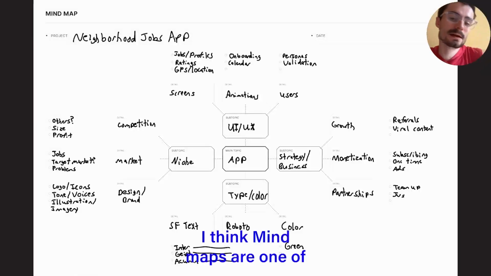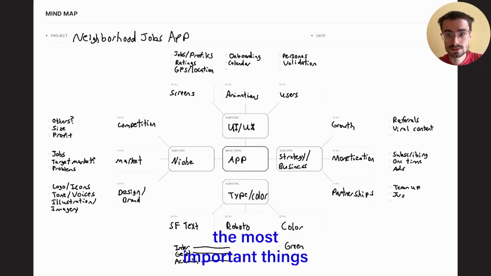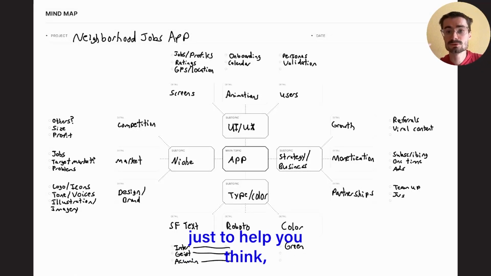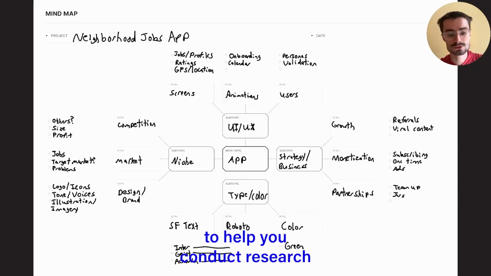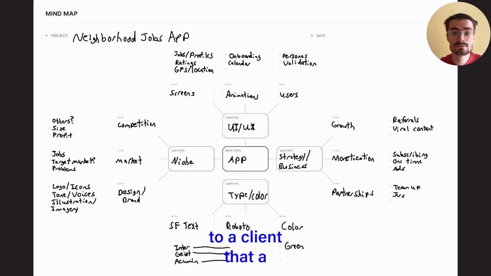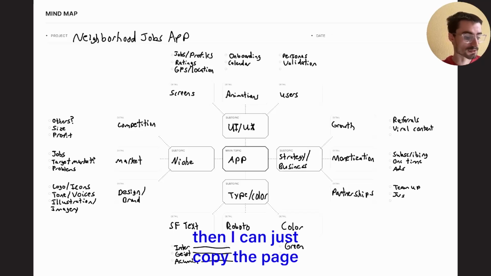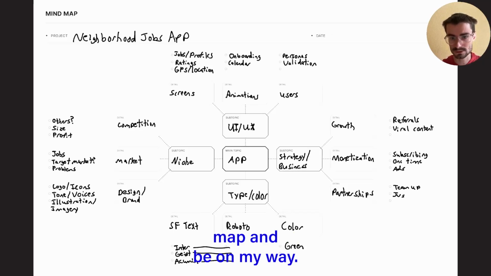I think mind maps are one of the most important things that you can do as a designer just to help you think, to help you conduct research, and also to showcase to a client that A, you know what you're talking about, and B, to ask for opinions and to reconfirm your own design process before you even start. Now, you can do this on paper. I prefer to do it on GoodNotes just because then I can just copy the page, do another mind map, and be on my way.